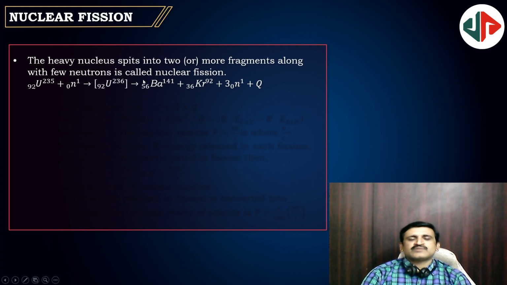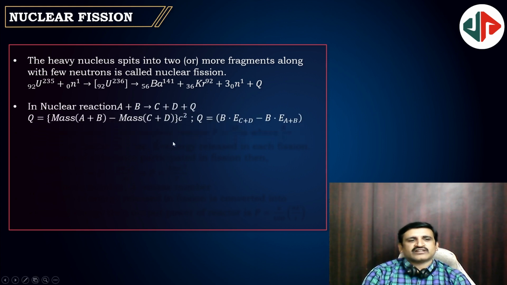A heavy nucleus splits into 2 fragments. Here is a famous known reaction. Uranium-235 is a readily fissionable nucleus. On bombarding with a neutron, it splits into barium and krypton, and 3 neutrons come along with them, which are called secondary neutrons, and Q is the amount of energy liberated.